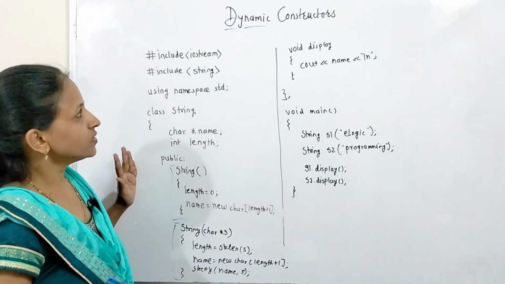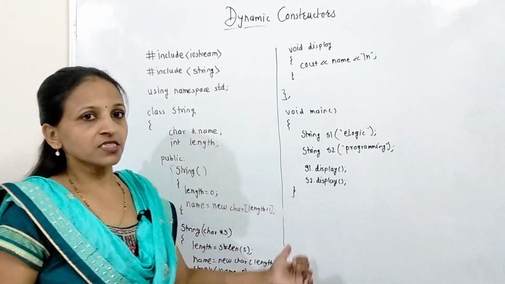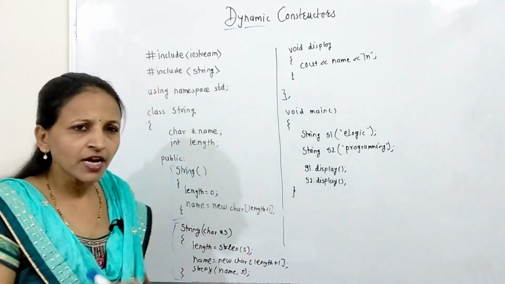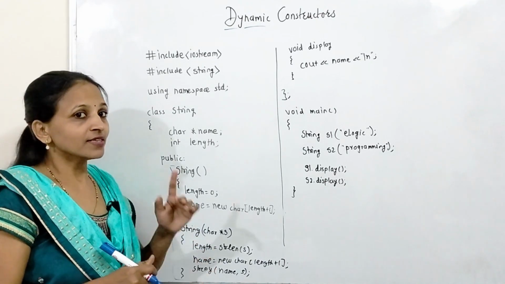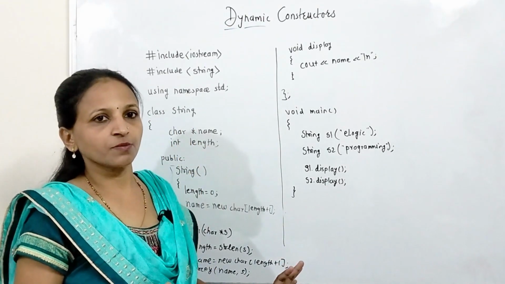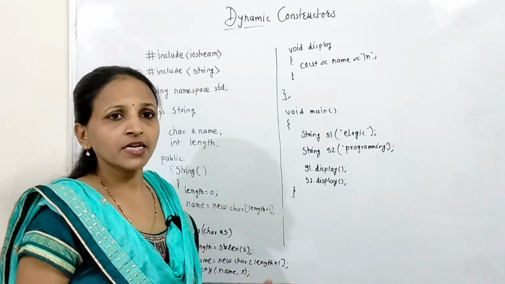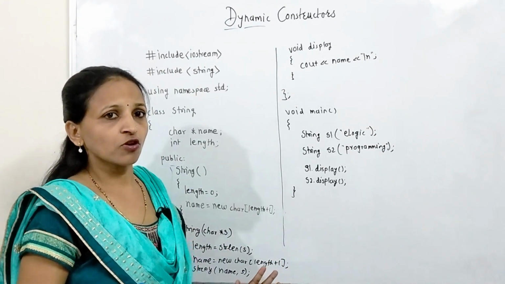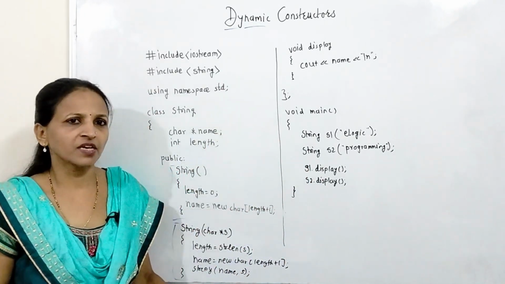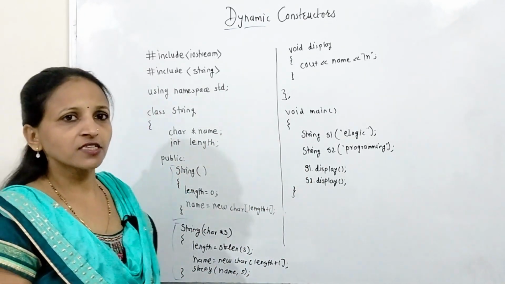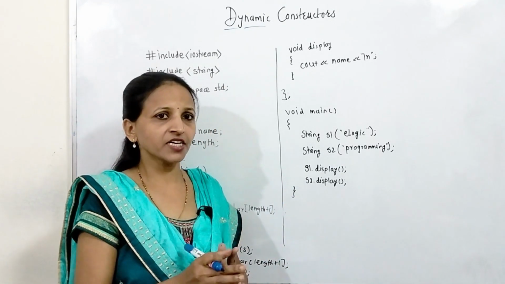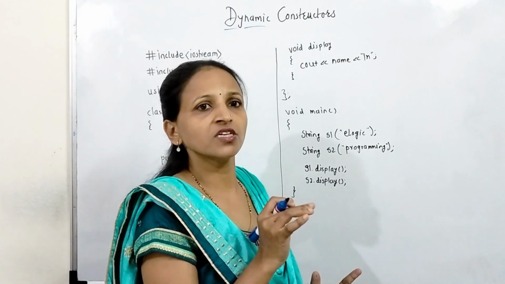Okay, now see, inside a constructor if we are allocating space dynamically with the help of the new operator, then that is nothing but the dynamic constructor concept. To get a better understanding of this concept, here I am explaining one simple example. See, I want to create a string. Means I want to create an object which will internally hold a string.